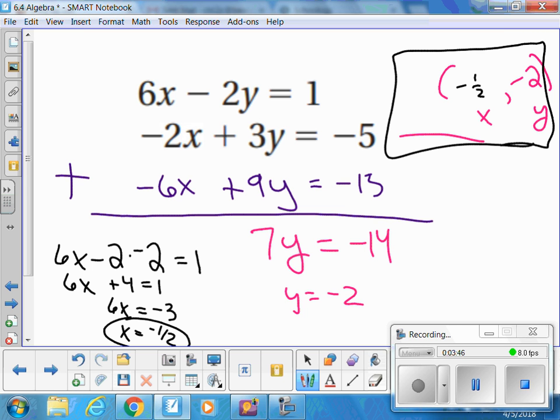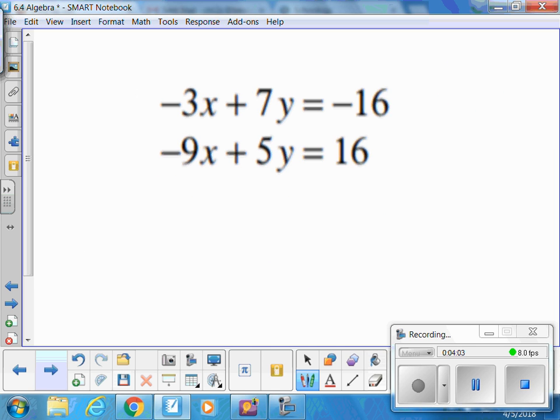And that's basically what we're doing today. Some will be easier, some will be harder, but the concept is that you'll be using multiplication to line things up and get somebody to eliminate. So any questions? Alright. Let's look at another one. Go ahead and jot it down, and we'll talk strategy.